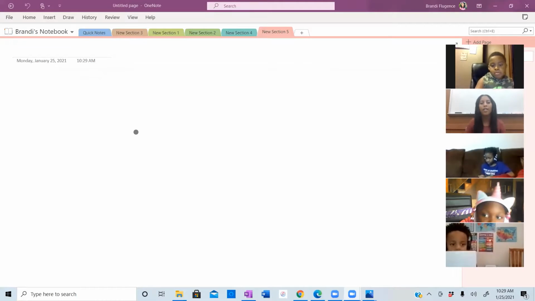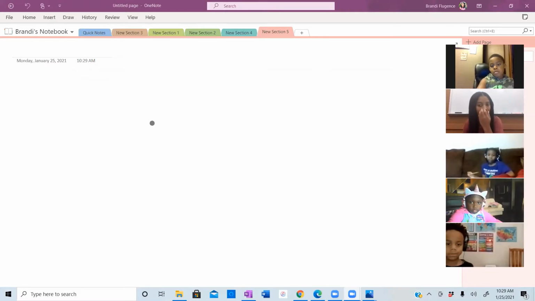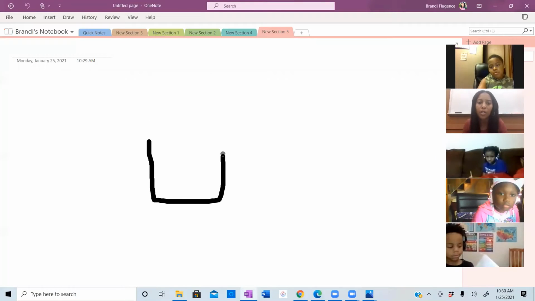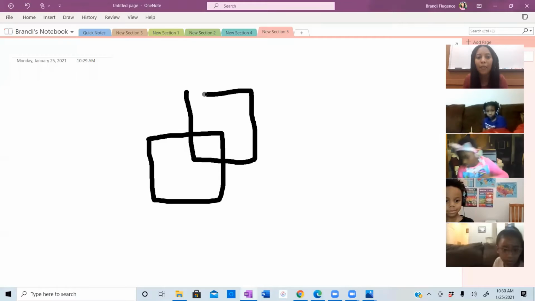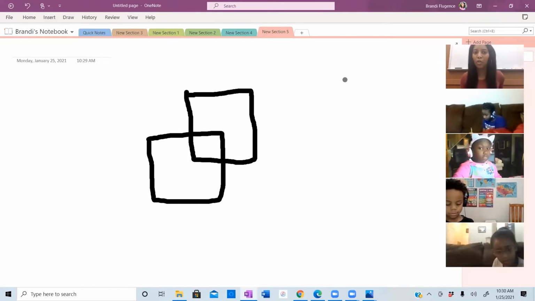All right, so this is how you draw a cube. If you don't know how, then you can follow the instructions here. You start off with 2 squares. You do your first square, and then you'll do your second one. But your second square will kind of go inside of your first. Do you see how I kind of did it like that? That's how you draw your first 2 squares. So go ahead and try that.